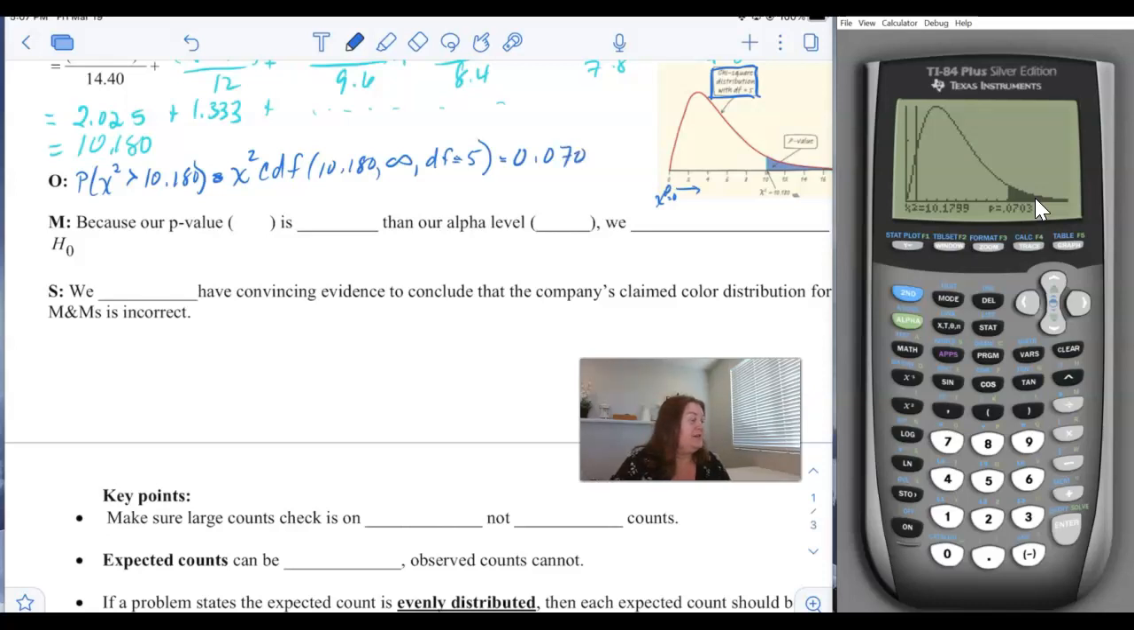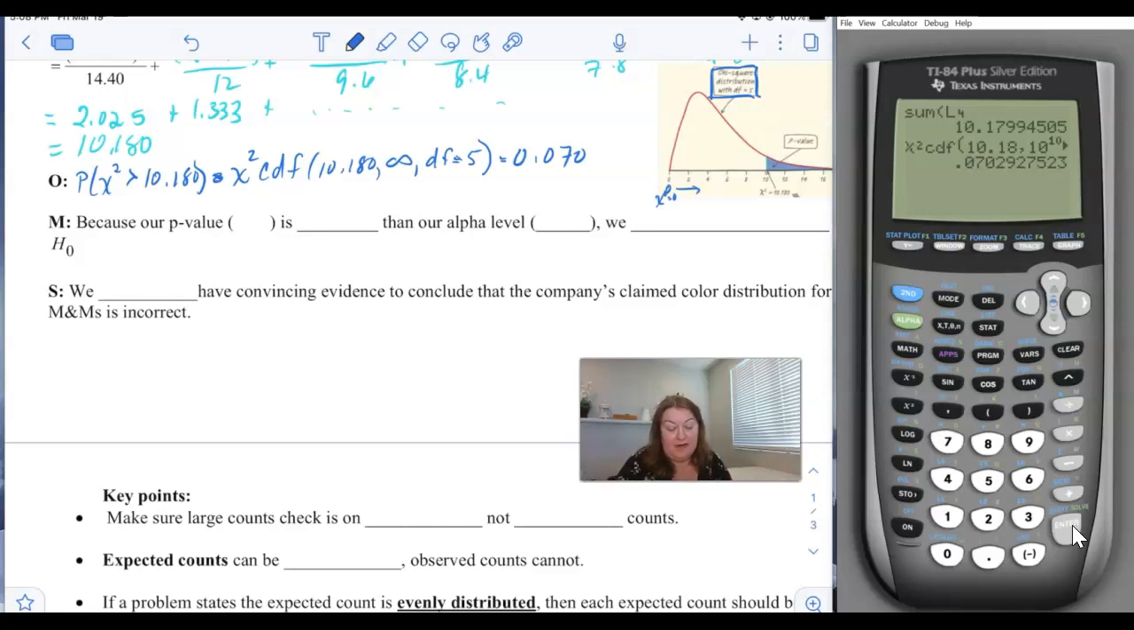And again, if I wanted to double check that, there is a way to do chi-squared CDF. Same spot as before under distributions. There it is, number 7 and number 8. We want CDF. So we would say start at 10.18. Yep, 10.18. And go up to infinity, so 10 to the 10th. Degree of freedom is 5. And there is our probability amount.